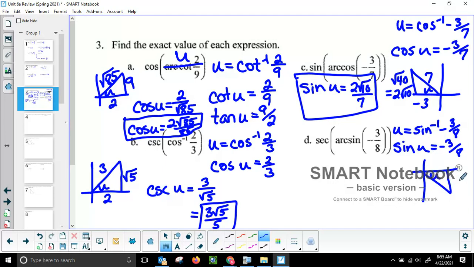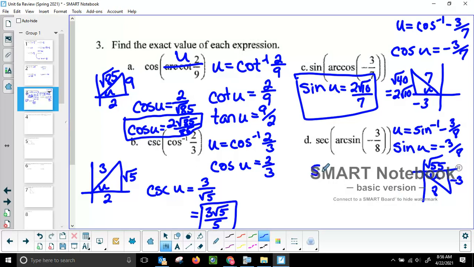Sine is opposite over hypotenuse, and of course this will be the -3 because I'm coming down. Again I have to do a squared plus b squared equals c squared. So 64 minus 9 is 55. So this will end up being the square root of 55. And it's positive because I'm in the positive direction here.